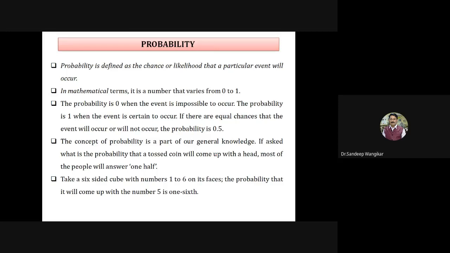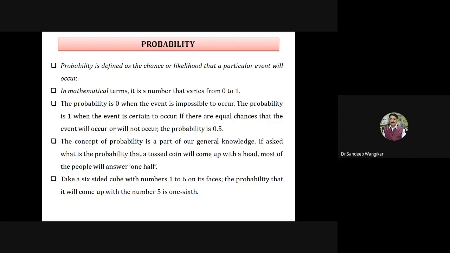These examples we are discussing to understand the concept of probability and how it is calculated. Then further things will become easy, like probability distribution and related numericals on it. If we take a six-sided cube with numbers 1 to 6 on its faces, used in many games, 1 will be there, 2, 3, 4, 5, and 6 also will be there.